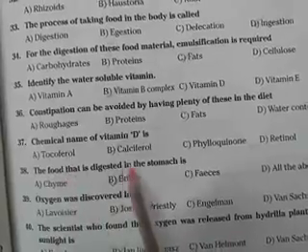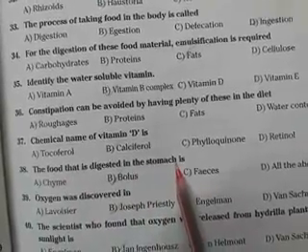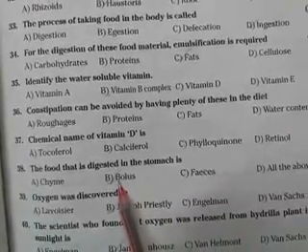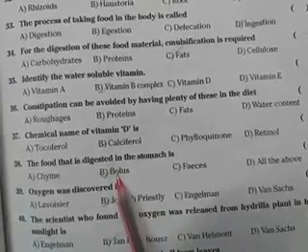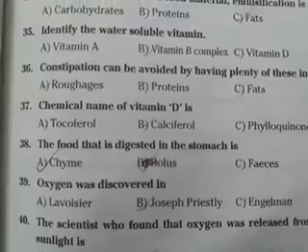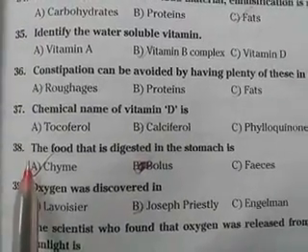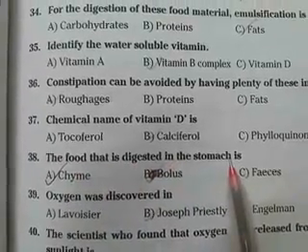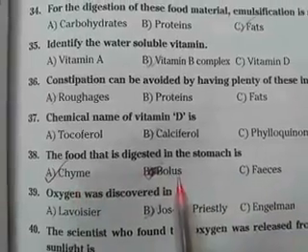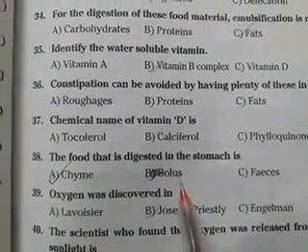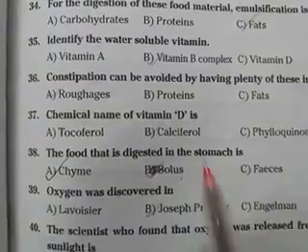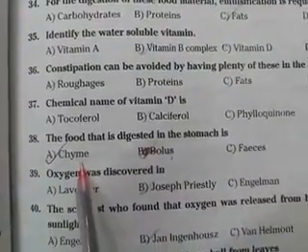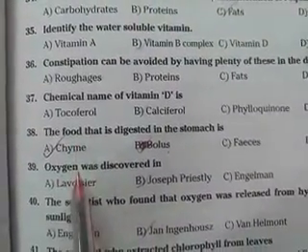38. The food that is digested in the stomach is called bolus. Children, one more time we will see the 38th bit. The food that is digested in the stomach is called chyme. It's not bolus. Bolus means the crushed and chewed food item. But the digested food in our stomach is called chyme, which contains gastric HCl in it.